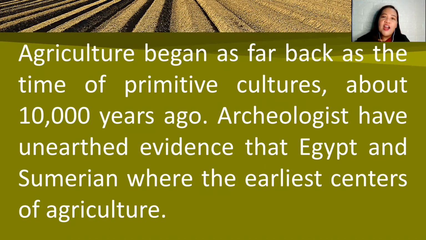Agriculture began as far back as the time of primitive cultures, about 10,000 years ago. Archaeologists have unearthed evidence that Egypt and Sumer were the earliest centers of agriculture. Remember that, class?